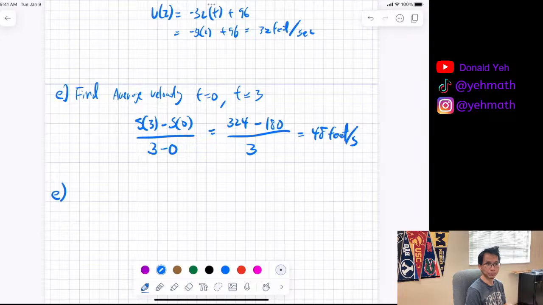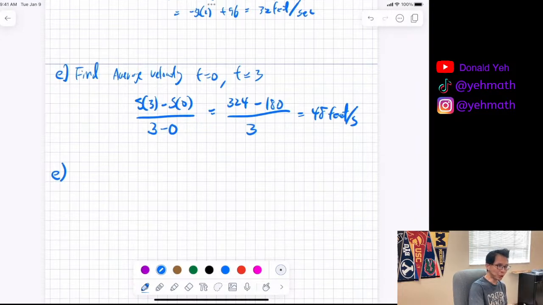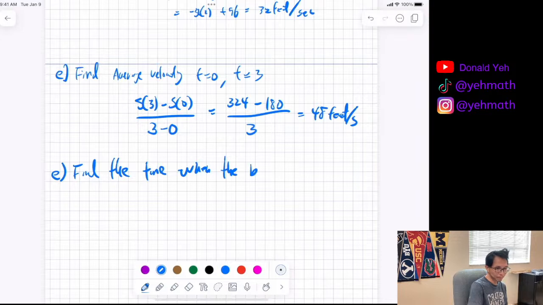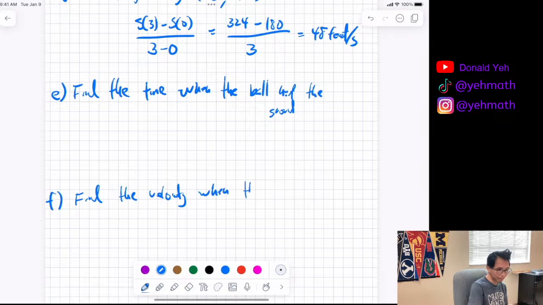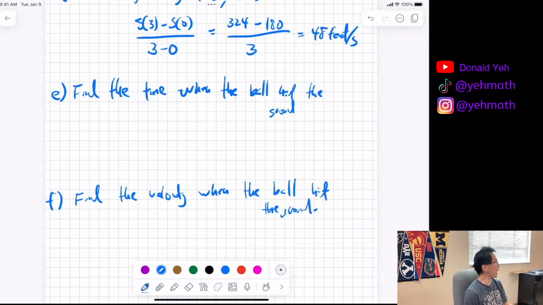Okay, now I want you to find the time when the ball hit the ground. Okay, that's the first part, and F, I'm going to find the velocity when the ball hit the ground. So how do you find the time when the ball hit the ground?